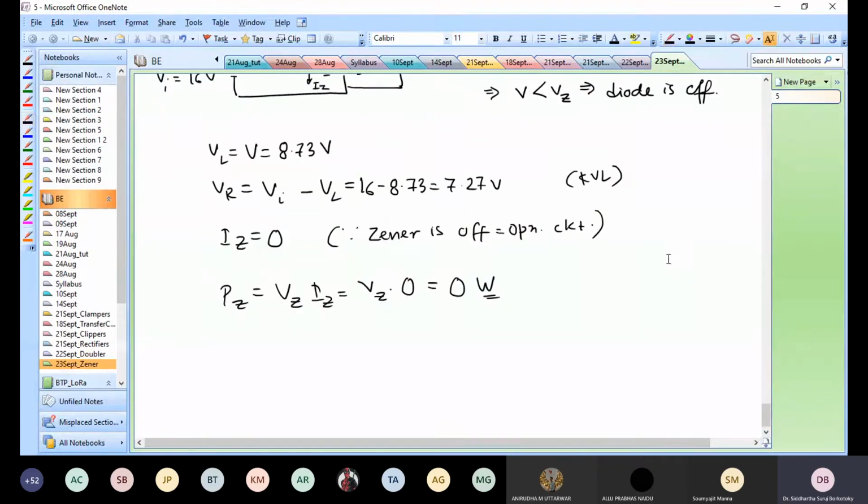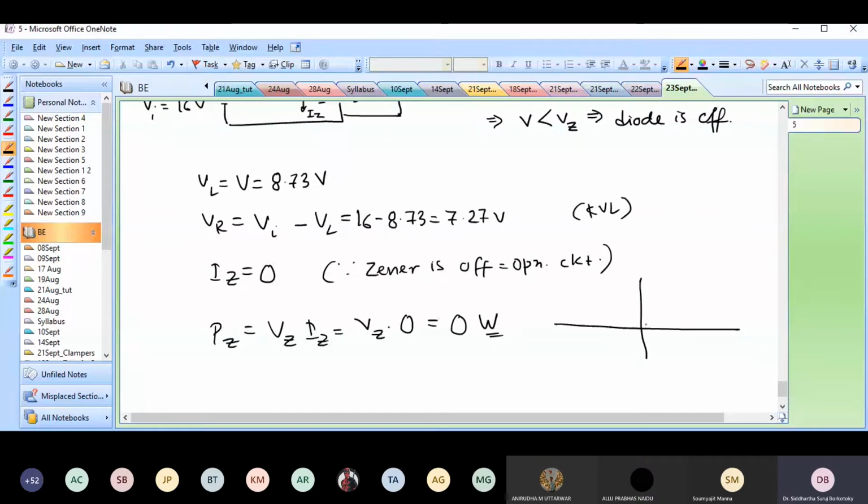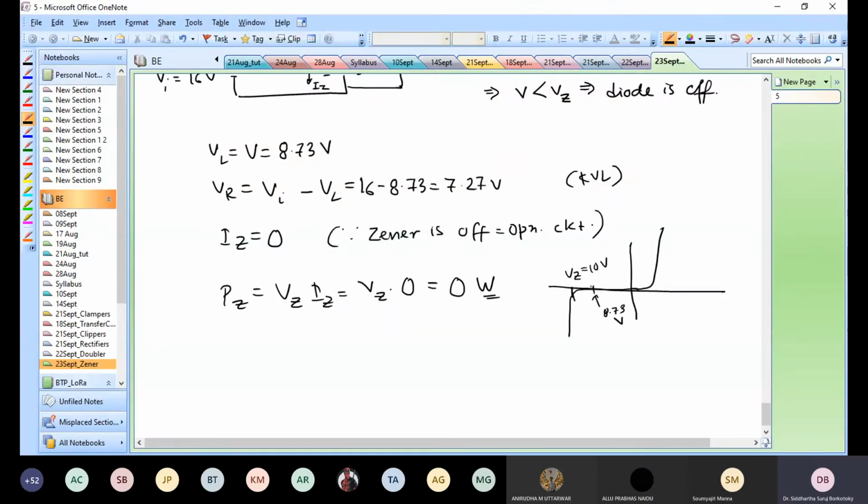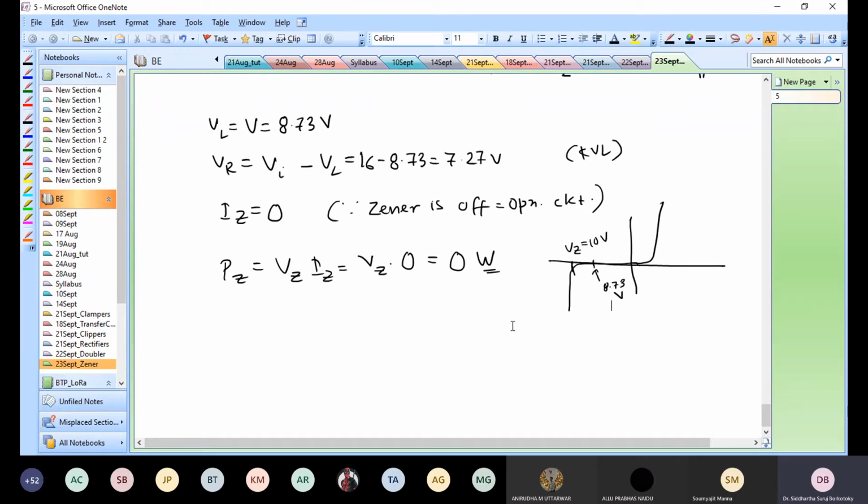Okay, so now if you want to actually visualize on the graph where this particular Zener diode is operating, if you draw this Zener diode characteristic, you will see that this is VZ. This VZ is 10 volts. But now we are supplying only 8.73 volts, which means that the Zener diode is not here yet. You want to be at least at 10 volts in order for the Zener diode to be conducting. But now the Zener diode is in the non-conducting region. A very small microampere range saturation current is all that you will get. So this is why you have the Zener diode being off.